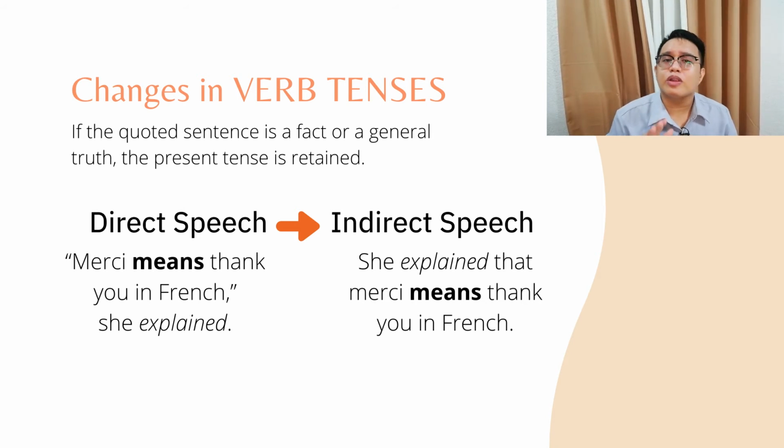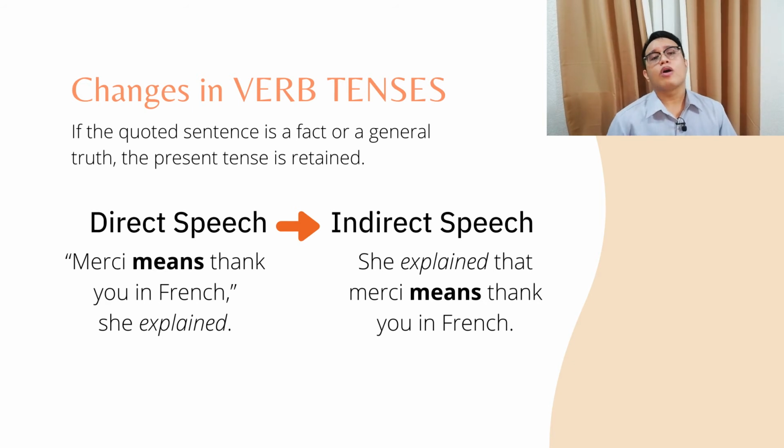So for example, here, mercy means thank you in French. She explained. Even though past tense ang explained, we are not going to change the means there. Ang verb. We're not going to change the verb there because, of course, mercy is thank you in French. And it does not change. It's a fact. It's a general truth. So no need for us to change mercy, ang means to mean. Okay? So no need na yun na.